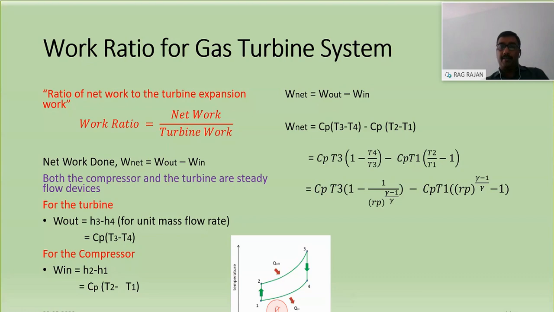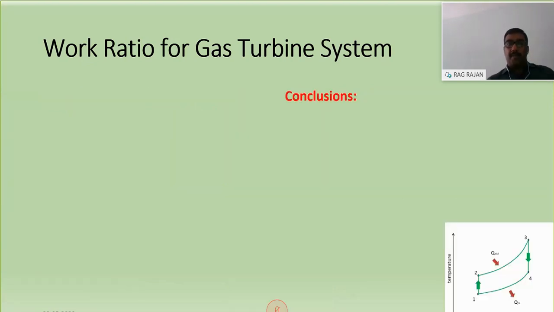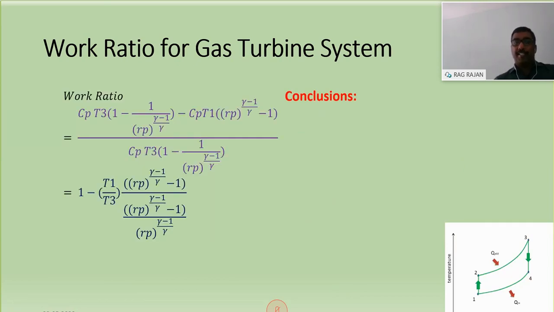Okay, we will move to the next one, where Rp is the pressure ratio. Next we have the work ratio. In the work ratio, already we have seen this is the work output, this is the work input by the compressor, and the denominator is also the work output by the turbine. When you substitute all these things, there will be a simplification because these two terms are equal. So 1 minus a particular term. There you will have Cp in the numerator and denominator.